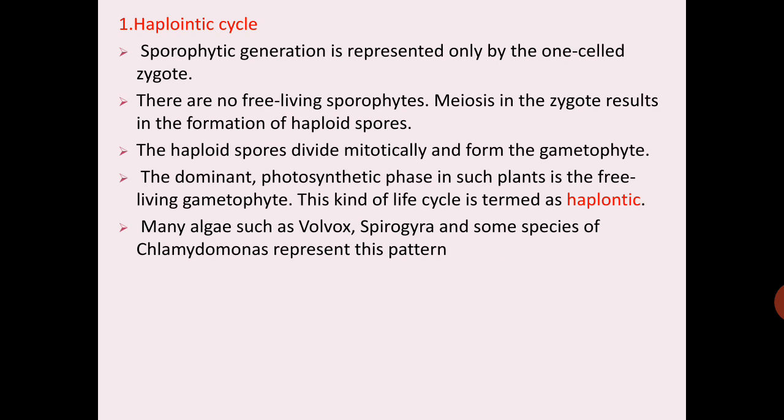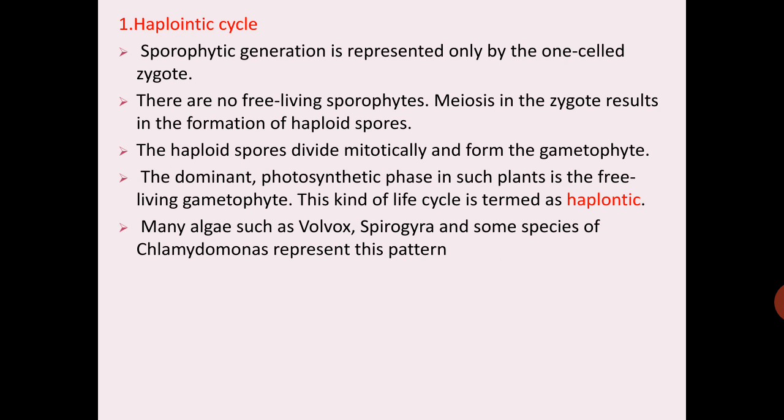The first one is the haplontic cycle. Here, the sporophytic generation is represented by only the one celled zygote. There are no free living sporophytes here. Meiosis in the zygote results in the formation of haploid spores. The haploid spores divide mitotically and form the gametophyte. The dominant photosynthetic phase in such plants is the free living gametophyte. This kind of life cycle is termed haplontic.